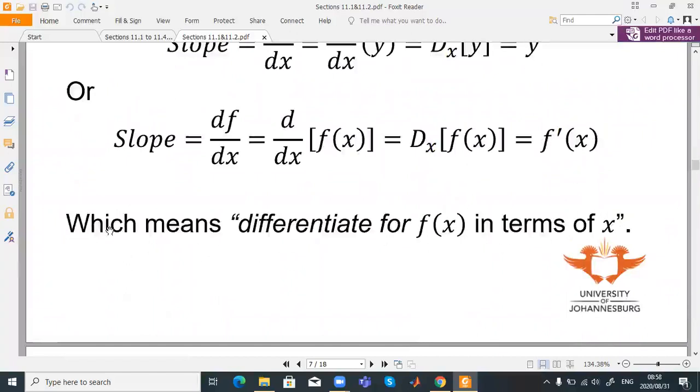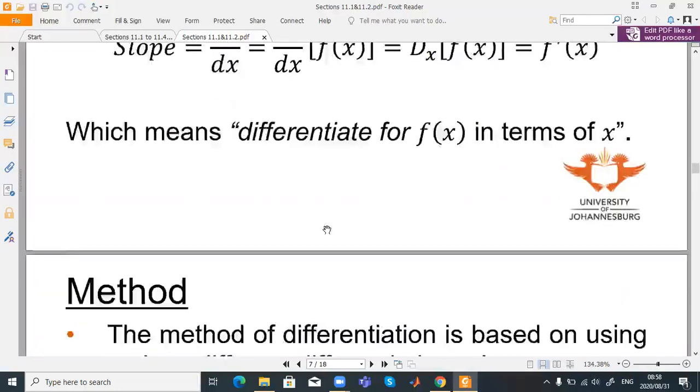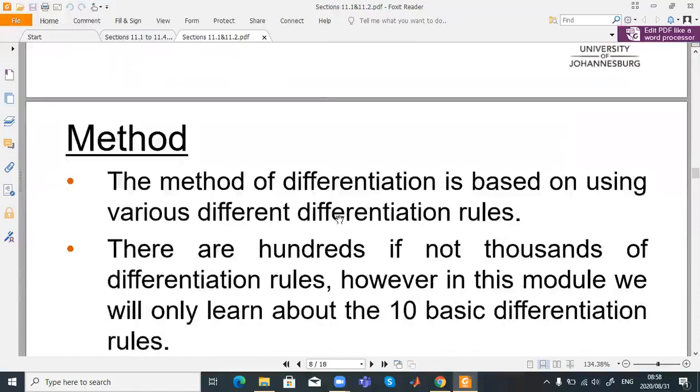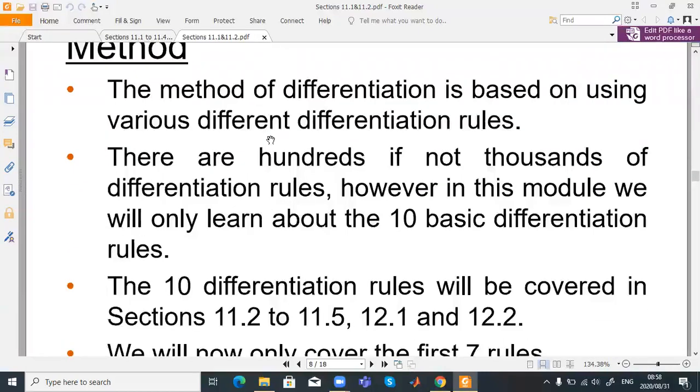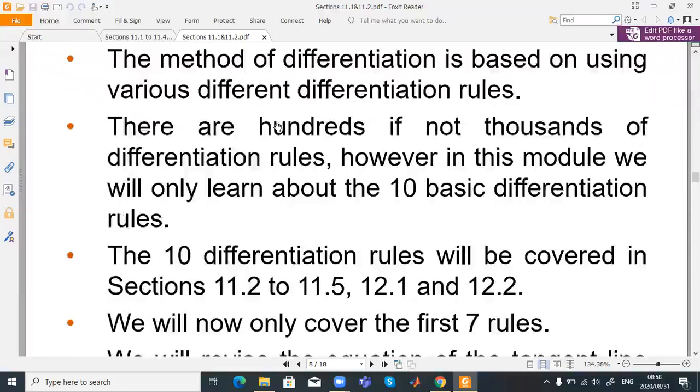You see here it says, which means the derivative, we differentiate f of x in terms of x. So if the function is in terms of x, you differentiate with respect to x. If it's in terms of z, you differentiate with respect to z. Okay, so we have different types of differentiation.